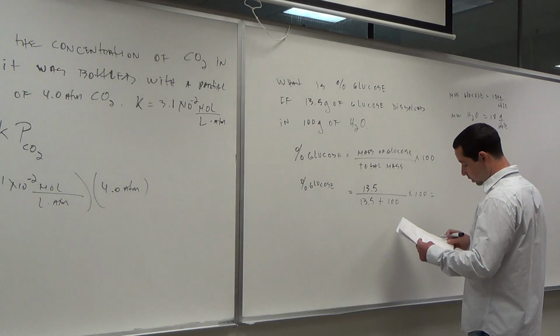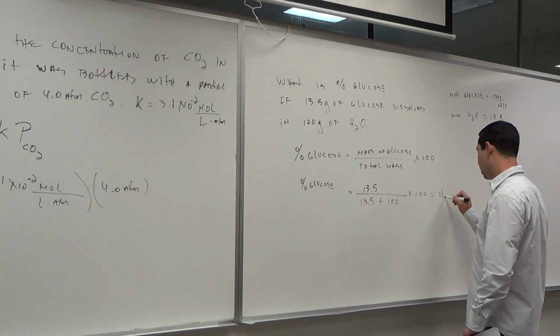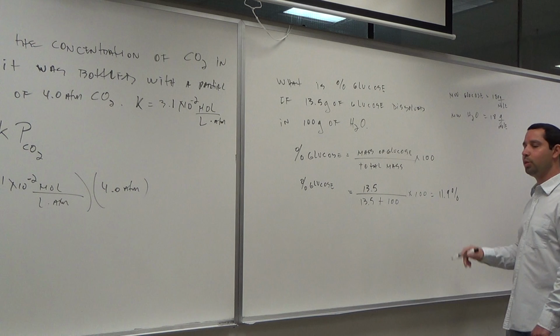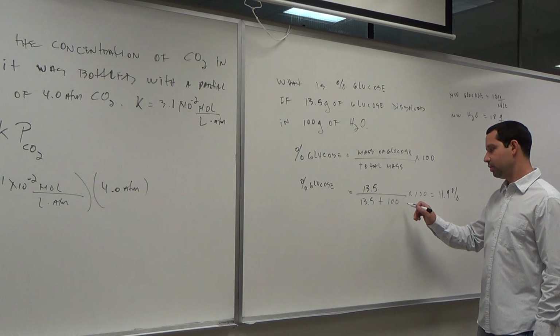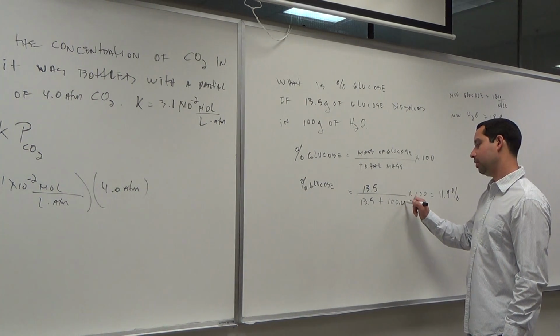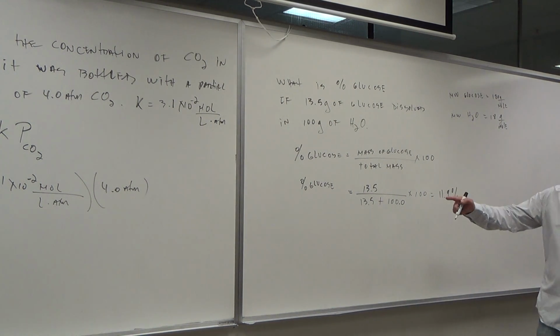So, how much is this? 11.8%. How much? 11.9%. Okay, 3 sig figs. It's supposed to have something like that here. Doesn't matter. 3 significant figures.